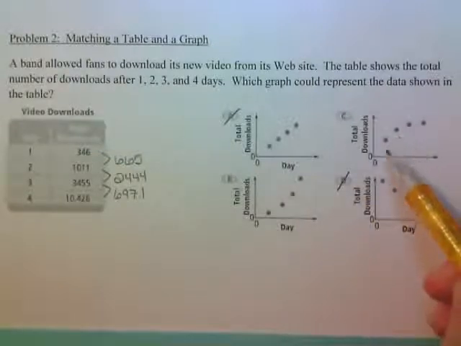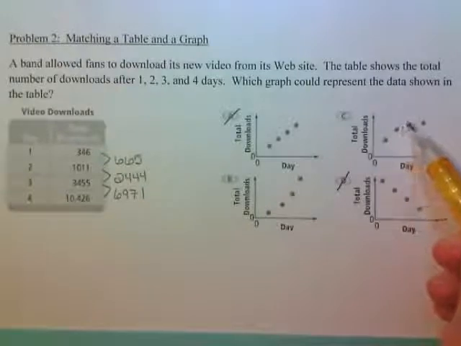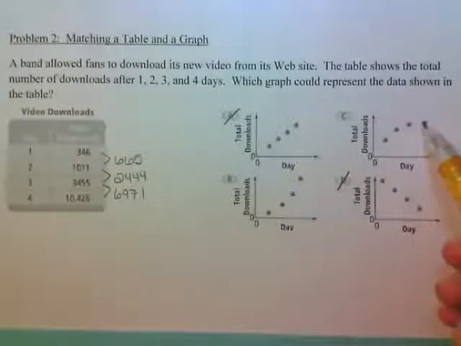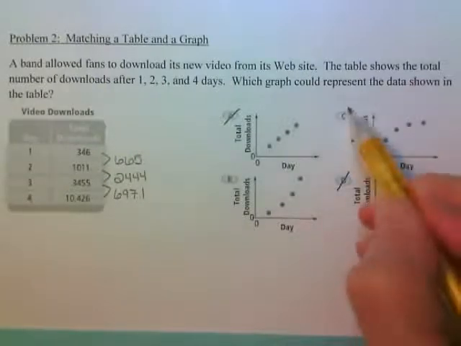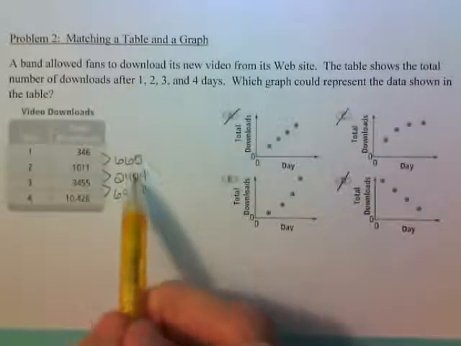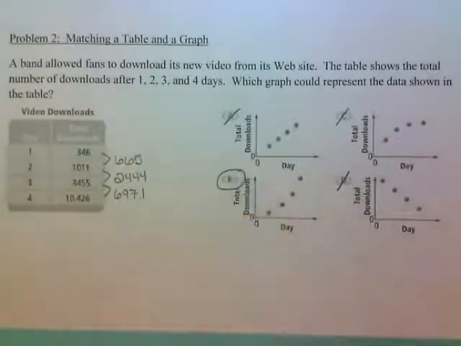So this is indicating that we sold quite a bit on day 1. Day 2 we sold more. On day 3 we sold a little bit more, and on day 4 even less. We still sold more, but not very much. So this one is definitely not our choice because we are increasing very quickly. So our graph that matches our table is B.